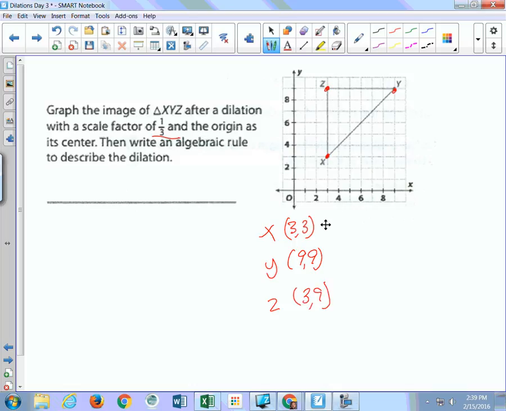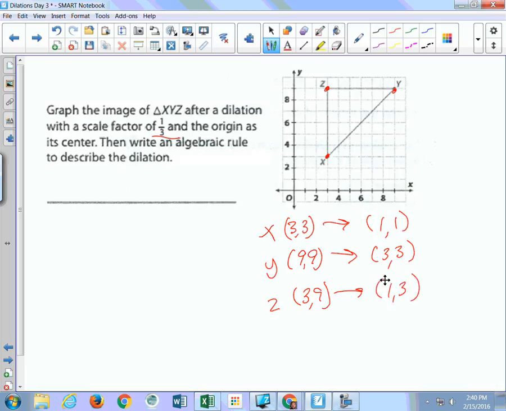Okay, and then to get our new coordinate, we're just going to take our scale factor and multiply times each coordinate. So 1/3 times 3 is 1. So that's 1, 1. 1/3 times 9 is 3, so that's 3, 3. And then 1/3 times 3 and 9 is 1, 3.